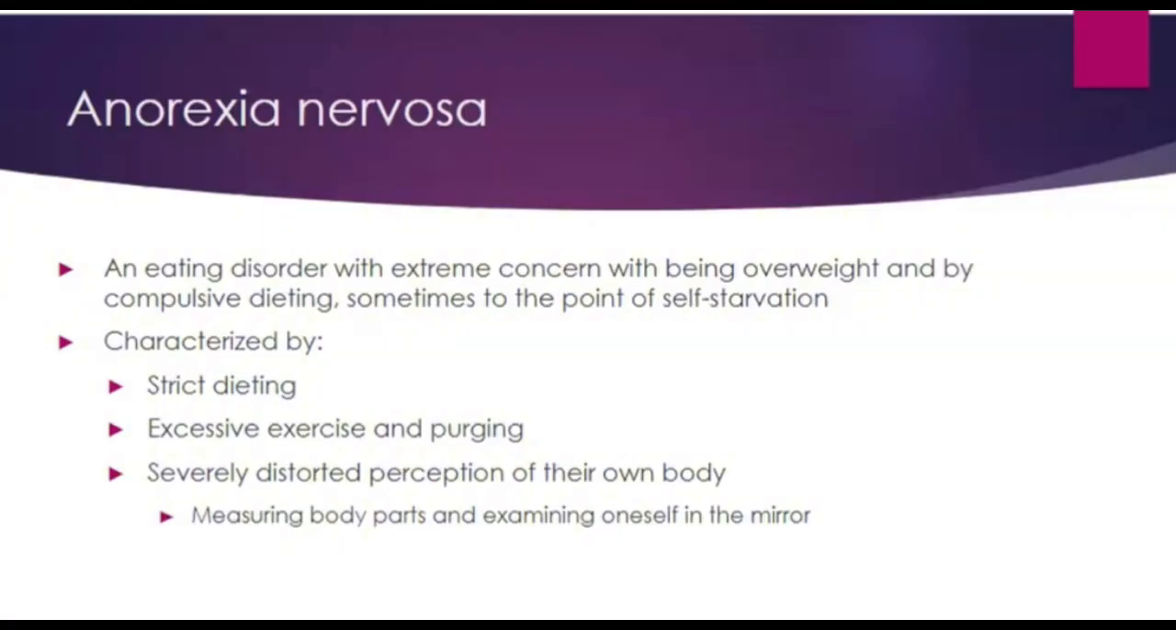So some things just to highlight is that there's that severely distorted perception of your body, and individuals who may have this disorder might see themselves in the mirror and not see themselves as we would see them. They might frequently measure different parts of their body and examine themselves in the mirror and see themselves as being much larger than we see them as being. So there's this distorted perception along with that compulsive dieting, high exercise, and other characteristics that we mentioned.